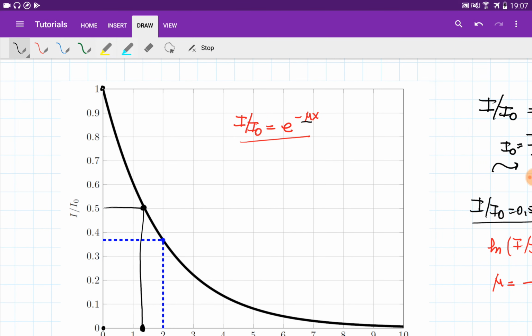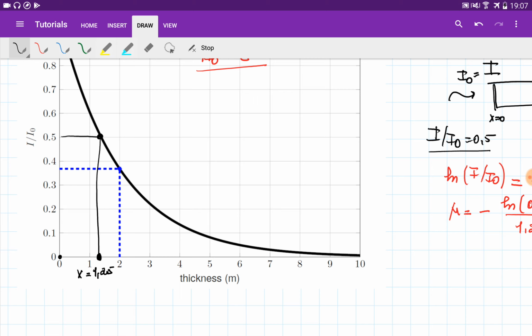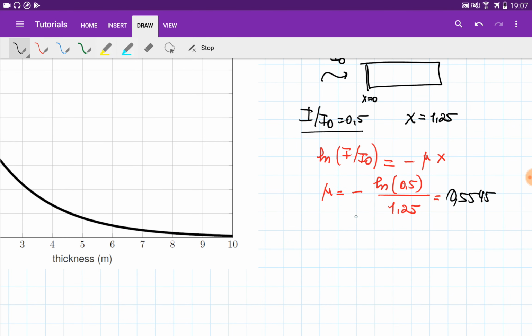This is called the half thickness value, or half layer value. Basically, if I know at which point x I've lost 50% of the intensity, then I can just use this formula, which can be rewritten. If I over I0 is equal to 0.5 at some point x, then mu can be found as minus ln of 0.5 over x.